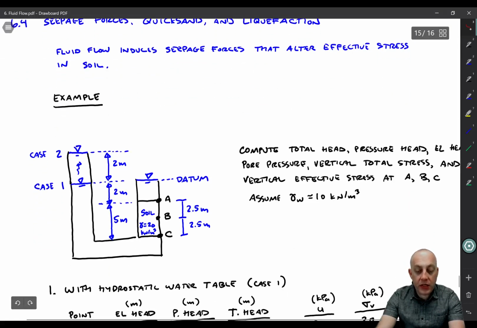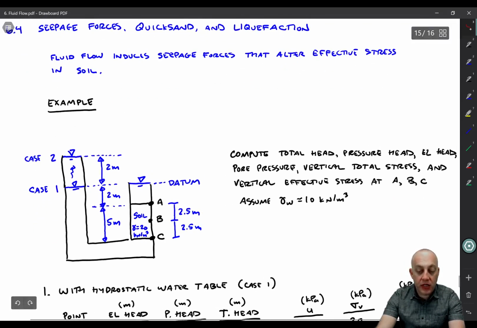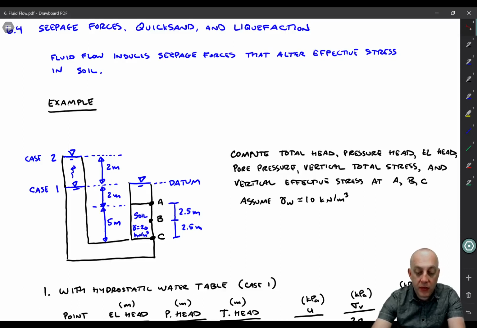So let's do a quick example here. What we're going to do now is compute a few extra things. We're going to compute total head, pressure head, and elevation head for this problem. But then we're going to take it a step further and transfer those results to compute pore pressure. And then we're going to compute vertical total stress and vertical effective stress. And we're going to do all of this at points A, B, and C here within this soil layer. So we'll assume that the unit weight of water is 10 kilonewtons per meter cubed here instead of 9.81, just to make the calculations a little bit easier.